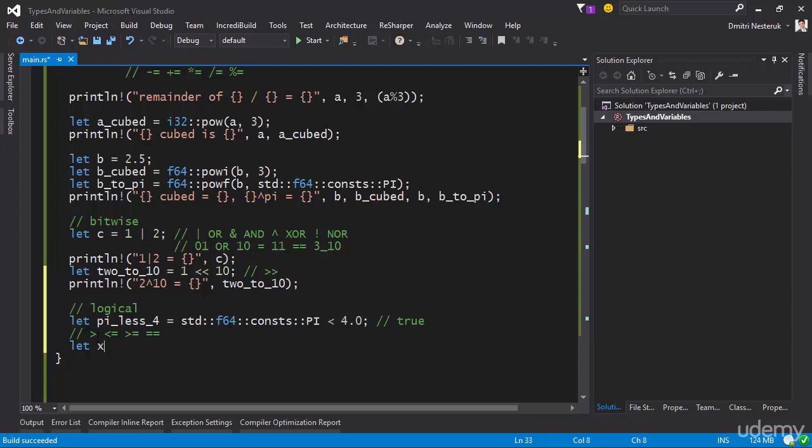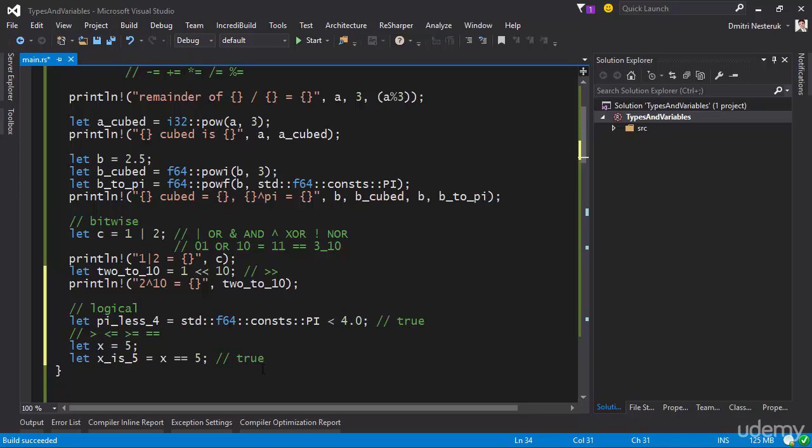So for example, if I have x equals 5, and I want to check if x is 5, I can do it like this. I can say x == 5. So this compares the left and right hand sides, and obviously it returns true if this equality holds, and it returns false if it doesn't hold. So in this case, the value would of course be equal to true.